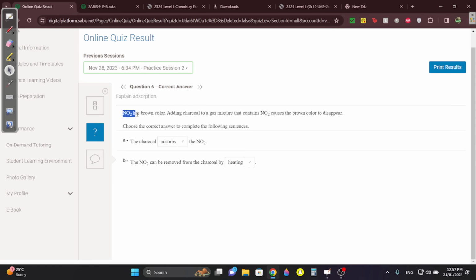Question six. NO2 has a brown color. Adding charcoal to a gas mixture that contains NO2 causes the brown color to disappear. What does the charcoal do? It adsorbs the NO2. Okay, and the NO2 can be removed from the charcoal by heating. Anytime you want to reverse the effect of adsorption, you would heat up your adsorbent. You just heat it up anytime you want to reverse the effect.